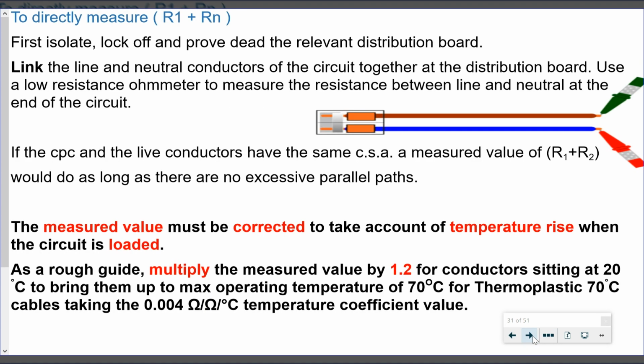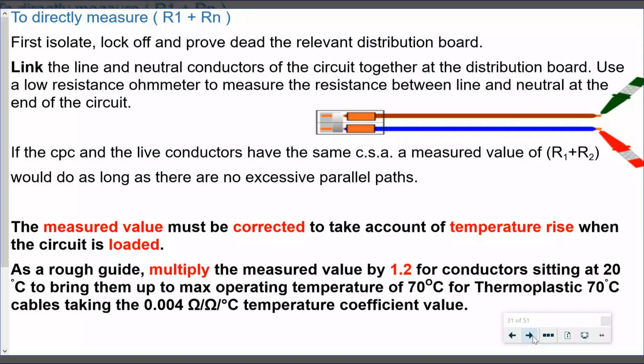Direct measurement, obviously similar to the R1 plus R2 test, where you're making sure the circuit's isolated at the board, disconnecting your line and neutral conductors, connecting them together, and then testing at the end of the circuit between the line and neutral to obtain your R1 plus Rn values. If you've previously measured an R1 plus R2 value on a circuit where the CPCs are the same cross-sectional area as the live conductors, then you can utilise that value rather than carrying out another test. Obviously, we have to take into account whether or not there are going to be excessive parallel paths in the CPC. Okay. Once we've obtained those R1 plus Rn values, you then multiply that by a correction factor of 1.2.